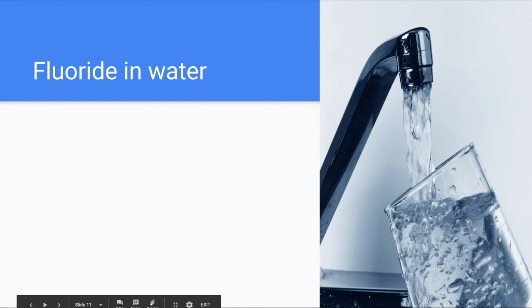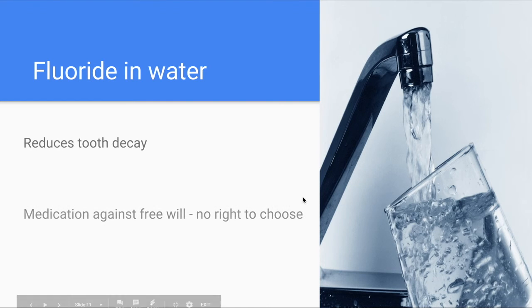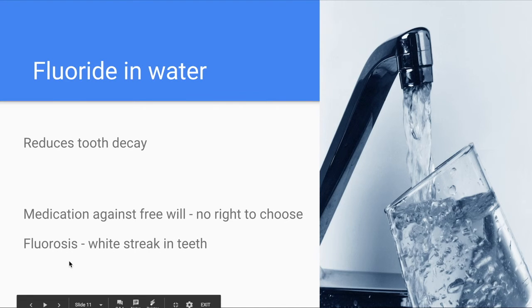Now, fluoride in water. Some governments, some countries add fluoride in their water. And fluoride reduces tooth decay. But some people have a problem with putting fluoride in water because it's essentially taking medication against your free will. So there's no right to choose. So there are some ethical issues. And also there's something called fluorosis, which creates a white streak in your teeth, which is bad.